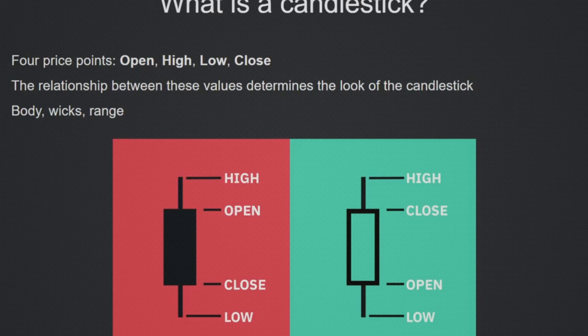Okay, so now we know all this, so let's move on to the green candlestick. The only difference is that the close is now higher than the open, so we know that in this case the price went to the high and the low, but eventually closed higher than the open within the time frame of the candlestick, of course.